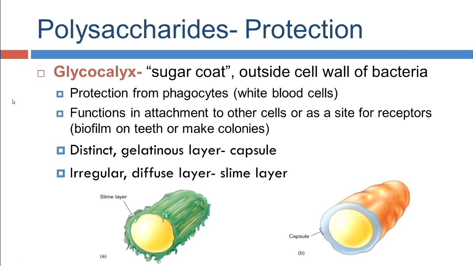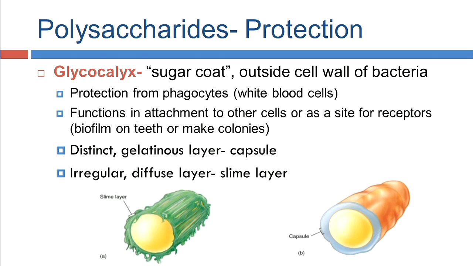This one I kind of stuck in the back because it's not specifically for structure and it's not really for energy, but it's part of bacteria. So we're going to talk about it, the glycocalyx. So this essentially means a sugar coating, and it's on the outside of the cell wall. So the bacteria has a plasma membrane, it has a cell wall, and then it has this sugar layer.